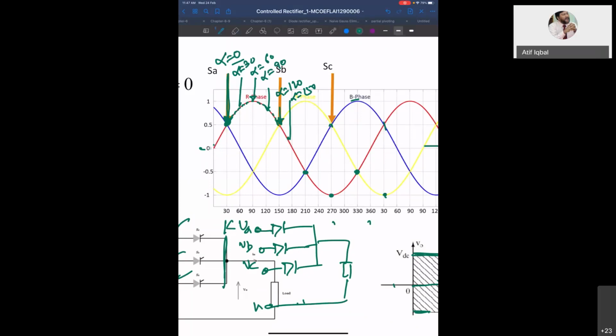So how do you measure alpha equal to zero? Alpha equal to 0 is the reference point from where you see that phase A voltage is highest. Phase A voltage is highest from this point, so I say that this is my alpha equal to zero, okay? This is for phase A and this is for phase B. This is for phase C, because from here to here phase B is highest, and from here to here phase C is highest.